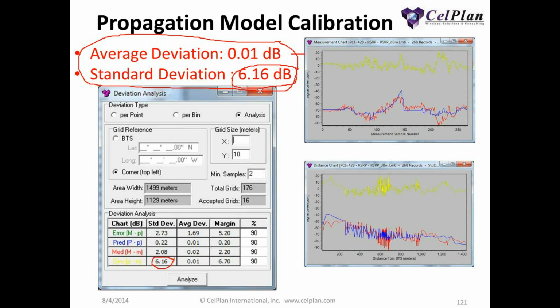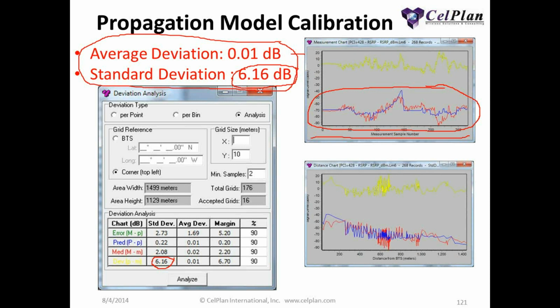So it's really a very, very good result. This is, in blue, our prediction, and in red, the measurements. This is by sample number, and this is by distance. And you can see clearly here the slope, and you can see that both are very, very close.